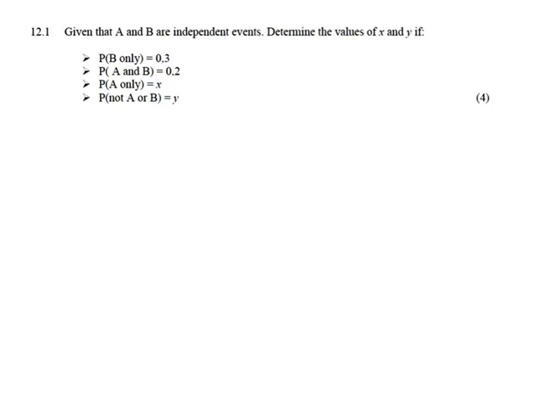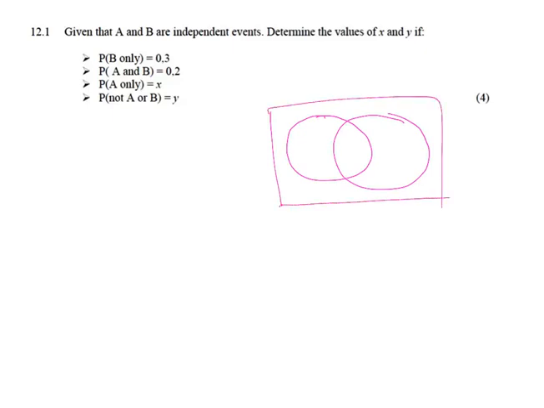First, let's understand this probability of A and B. So probability of A and probability of B, and this is the sample space. This is A and this is B. So probability of B only, that is this part, is 0,3. This part here is 0,2, A and B. Therefore, probability of B is equal to 0,5. So some questions we can do without drawing a Venn diagram. I draw this Venn diagram to get a better understanding of the whole picture.